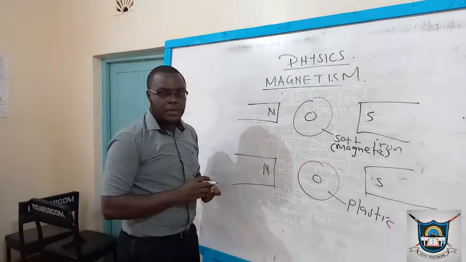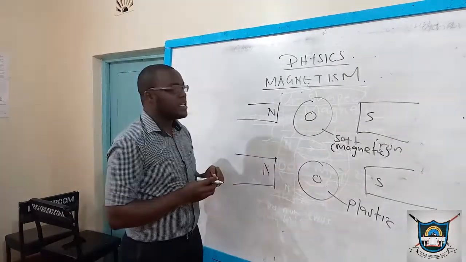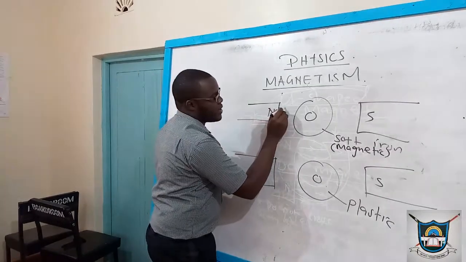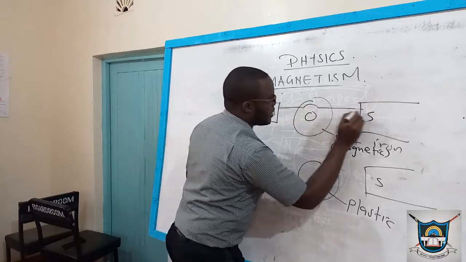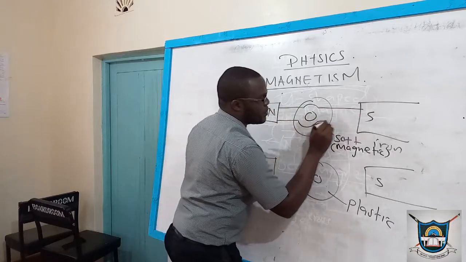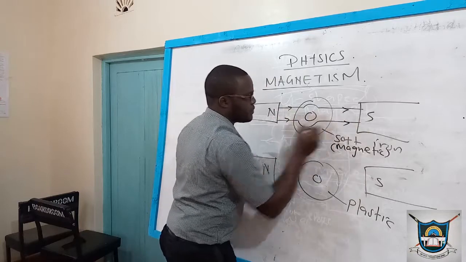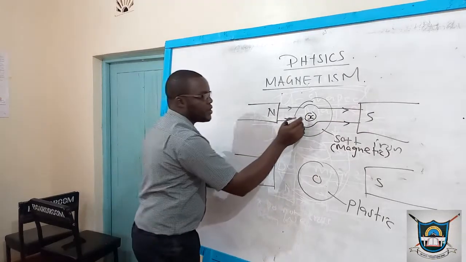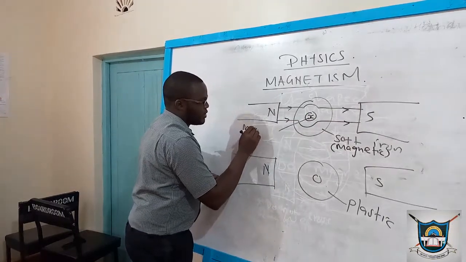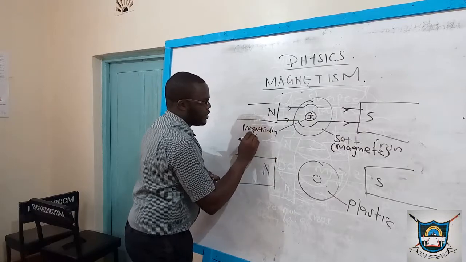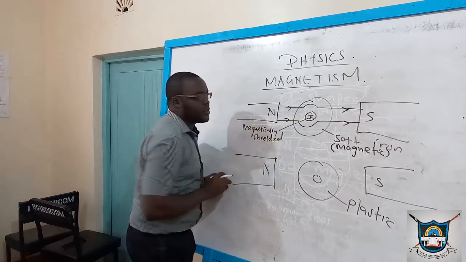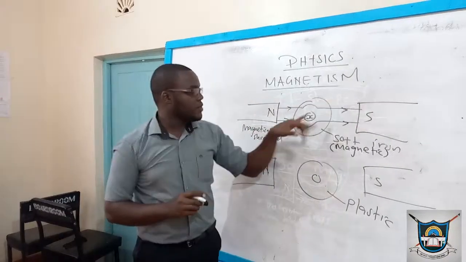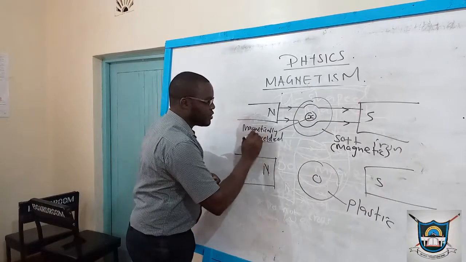Let me start with the top one, where we have a soft iron, which is magnetic, in between the two poles. So the magnetic field will run into the soft iron and out, and it is going to run on both ends. And at the center here, it creates a region that we call a magnetically shielded region, as the magnetic field patterns are running from north to south.